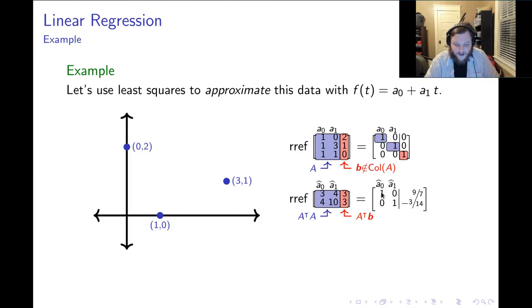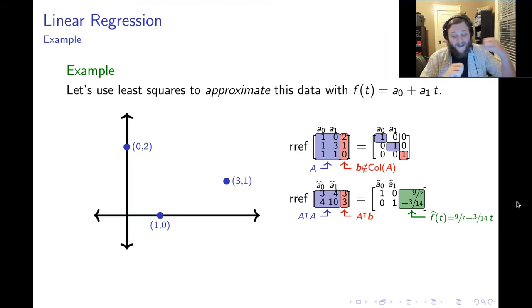And this is telling me that a0 hat should be 9/7, and a1 hat should be negative 3/14. What this is telling me is that even though I can't fit a line to this data, I can look at the line of best fit to this data, and that line is given by 9/7 minus 3/14 times t.